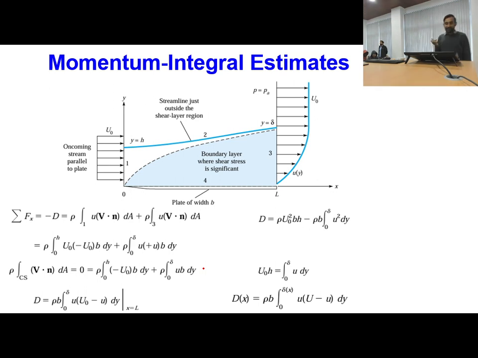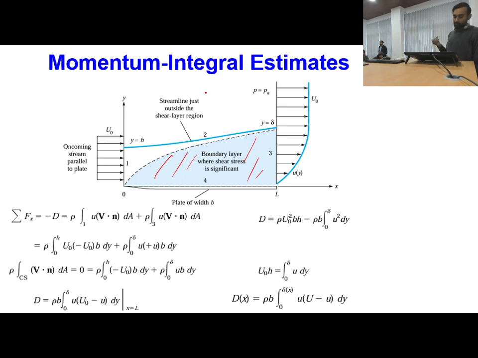Okay, so typically to understand the momentum integral equation or how it can be derived, what we have done, we have considered a flat plate, and over this flat plate, say this is my boundary layer region, and outside this I have the inviscid region.